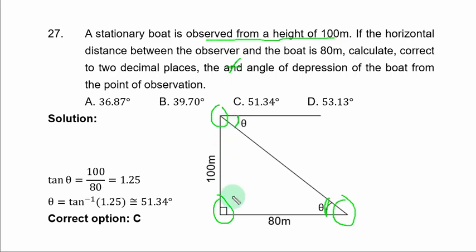So we have opposite 100 facing the angle, the other side is adjacent. We must use tangent. So tan theta is equal to opposite 100 over adjacent 80. If you divide, you have 1.25. To get theta, you take the inverse or arctan of 1.25, and that is approximately 51.34 degrees to 2 decimal places. C is the correct option.